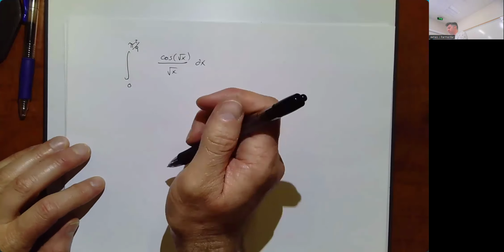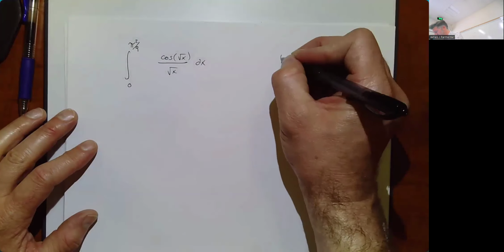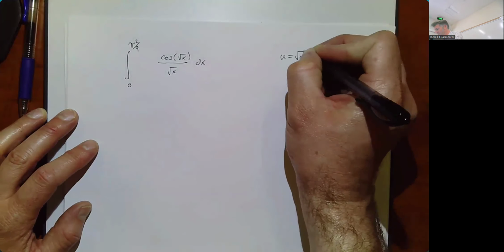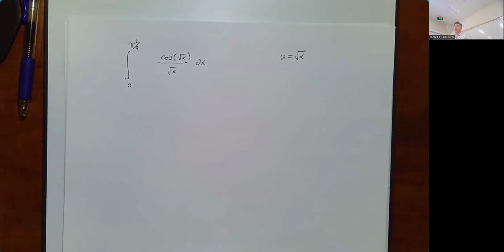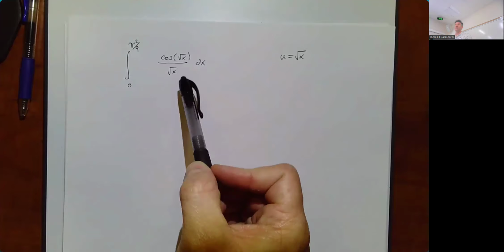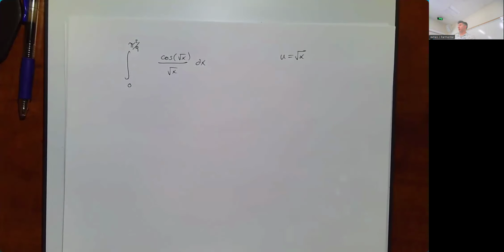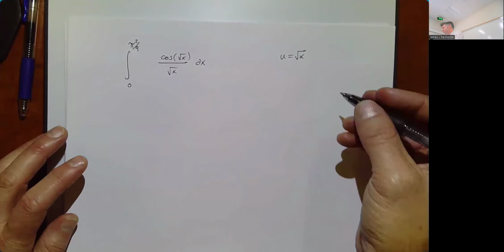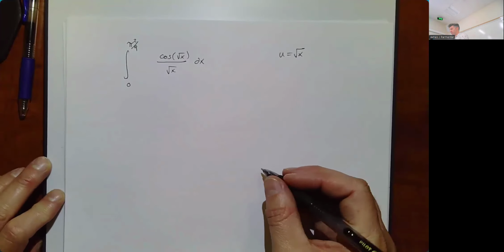So here, anyone see a good choice for u? Yeah, what is it? Excellent choice. Really, in my opinion, the only plausible choice. The square root of x is both in the denominator and in the cosine function. It seems like a really good candidate. But now I'm worried about this derivative actually showing up. Well, let's find out.